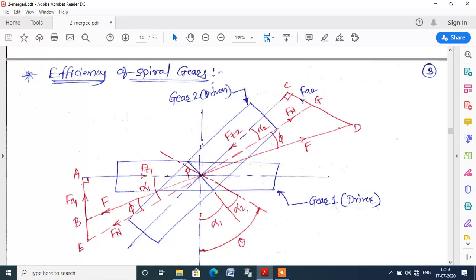Now this point is important as far as theory questions are concerned, as well as numericals. The efficiency of spiral gears we will see in the next class.